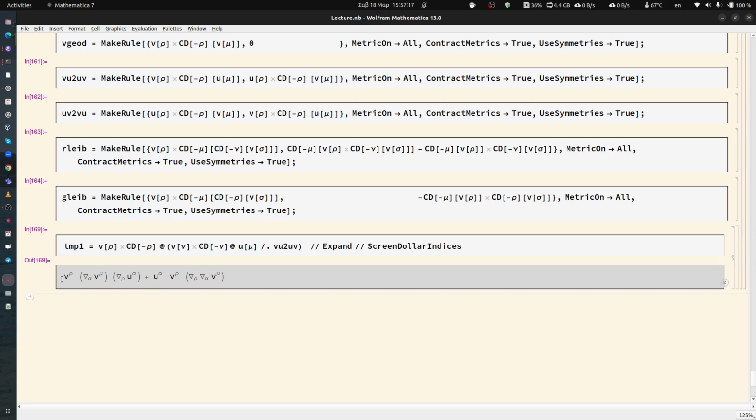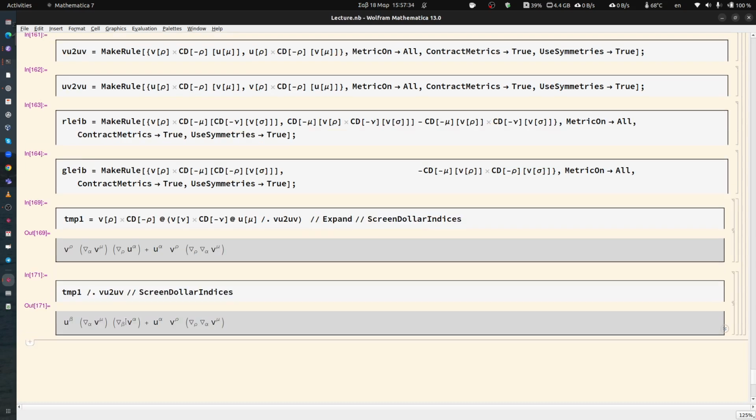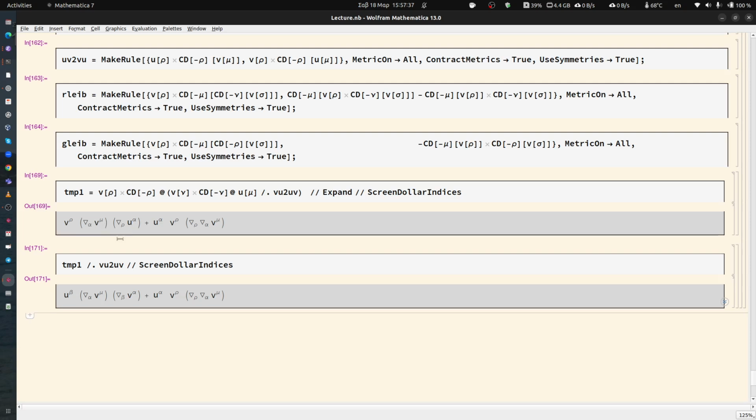So now I want to replace v du by u dv. So I take this expression and apply the rule vu to uv. So you see that v du has been replaced by u dv. So I like this. That is my expression TMP2. And now if you remember the analytic proof, I have to commute the derivatives here, d rho d alpha.